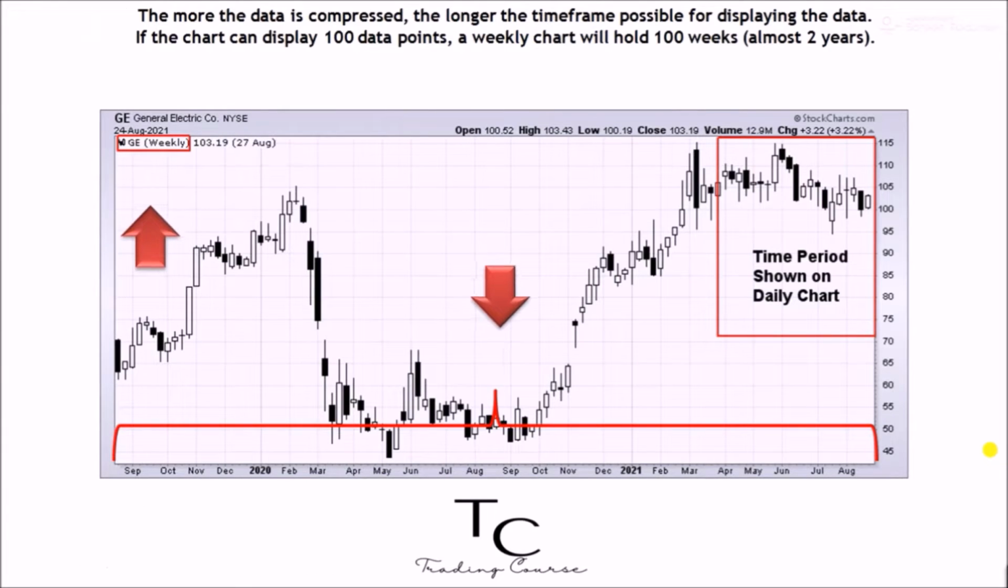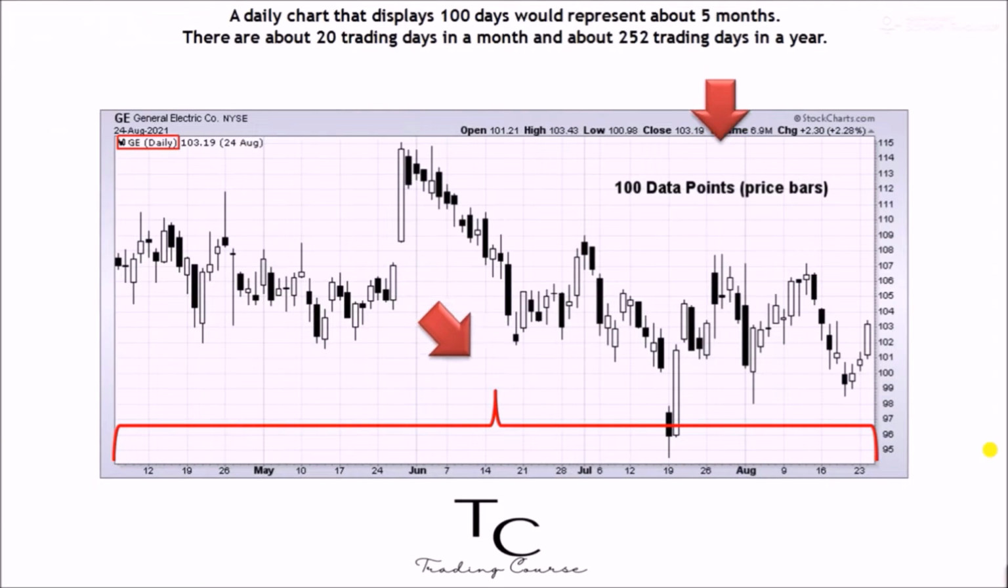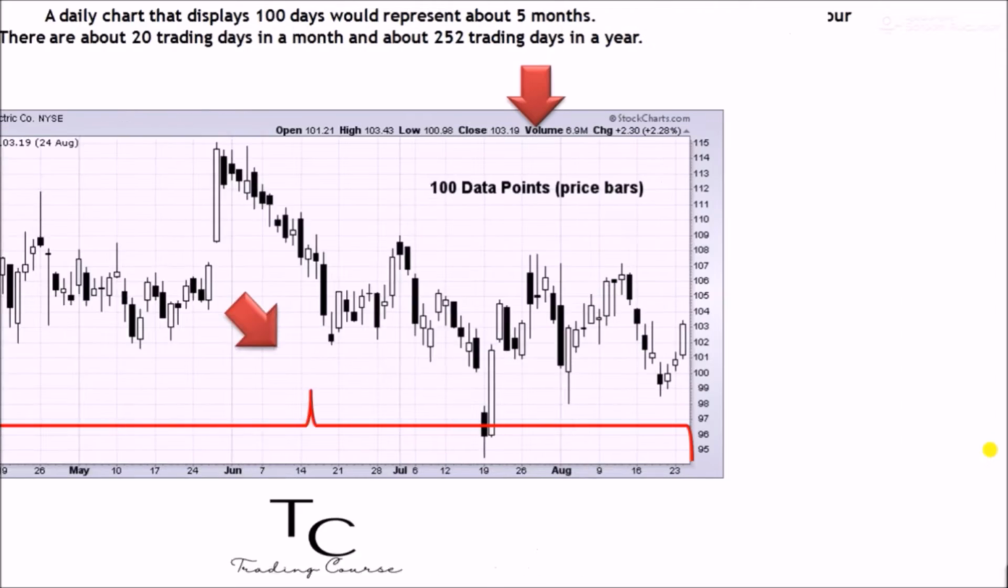The more the data is compressed, the longer the time frame possible for displaying the data. If the chart can display 100 data points, a weekly chart will hold 100 weeks, almost 2 years. A daily chart that displays 100 days would represent about 5 months. There are about 20 trading days in a month and about 252 trading days in a year.